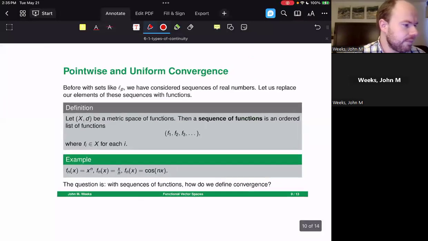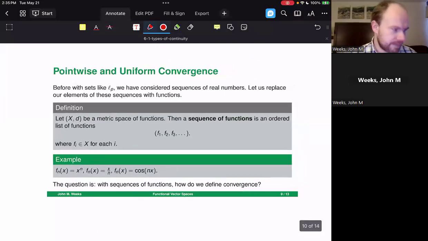And then finally, pointwise and uniform convergence. Talking about sequences of functions like we just talked about there, we have considered sequences of real numbers to be working with, but we have not quite talked about sequences of functions, which are ordered lists of functions very much like the ones that I had just written down.